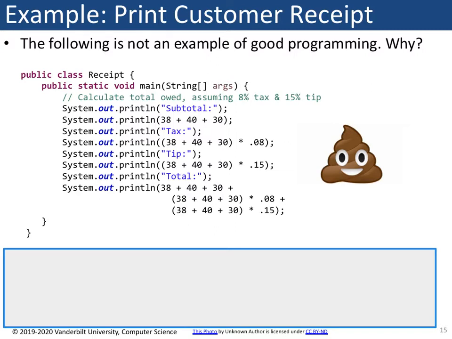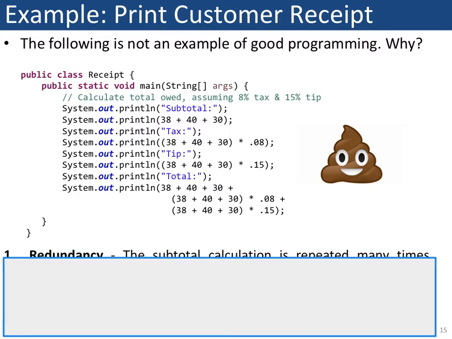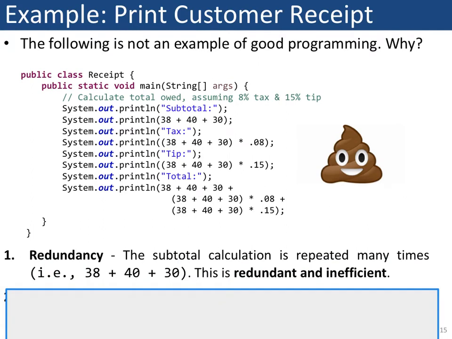However, this code, as it's written currently, leaves a lot to be desired. The first thing to notice is the redundancy. 38 plus 40 plus 30 occurs 6 times in this method to calculate the same value. That's a problem for multiple reasons. It's redundant and inefficient, but also from a programmer standpoint, if for some reason I needed to change the 38, I have to change it in 6 locations.